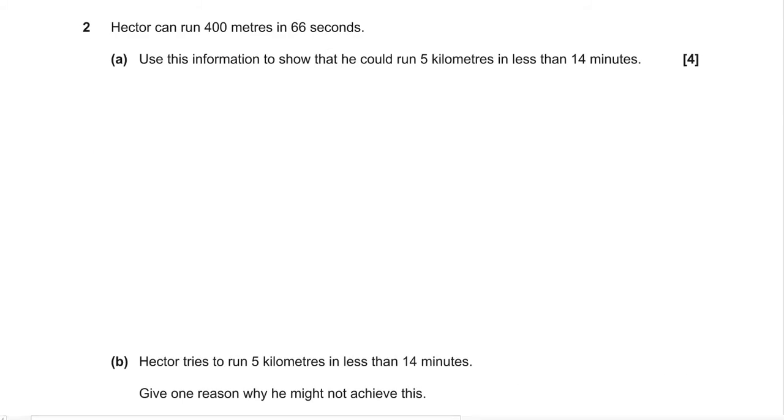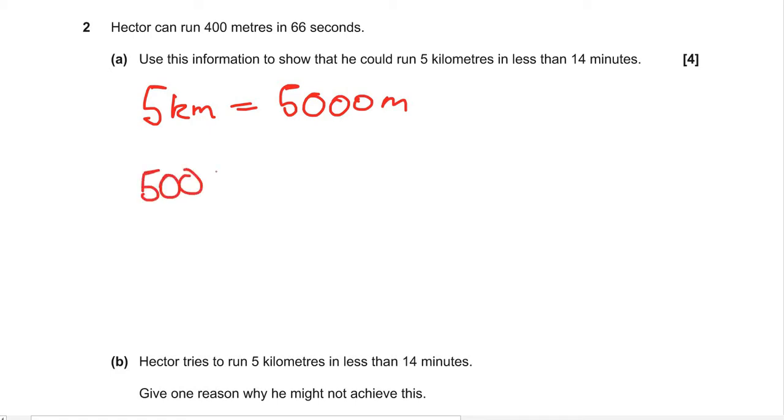Okay, good. Question 2. Hector can run 400 meters in 66 seconds. Use this to show that he could run 5 kilometers in less than 14 minutes. Well, let's work out how many meters there are in 5 kilometers. That's easy. 5 kilometers equals 5,000 meters. Let's work out the scale. So if we do 5,000 divided by 400, that's just going to give us 12.5.